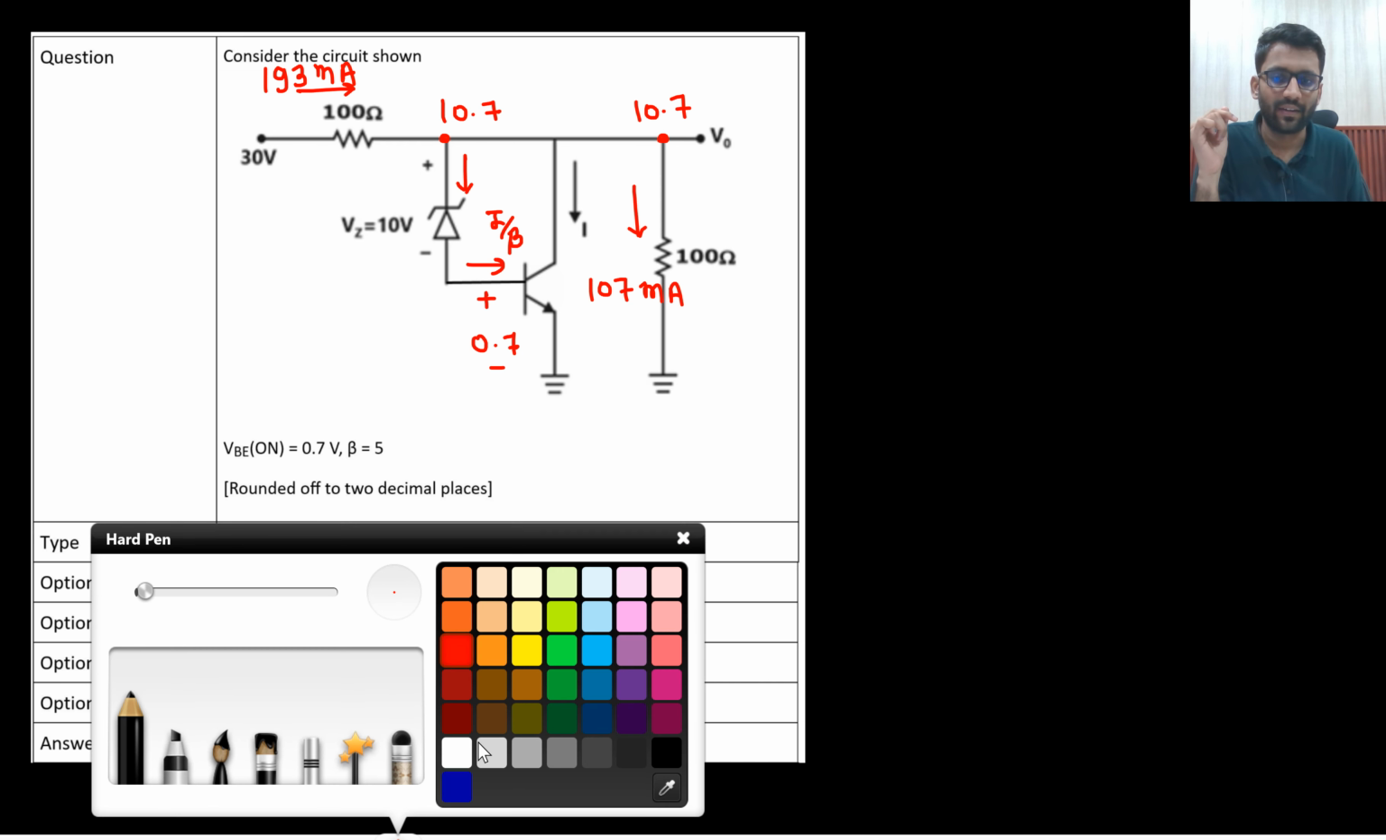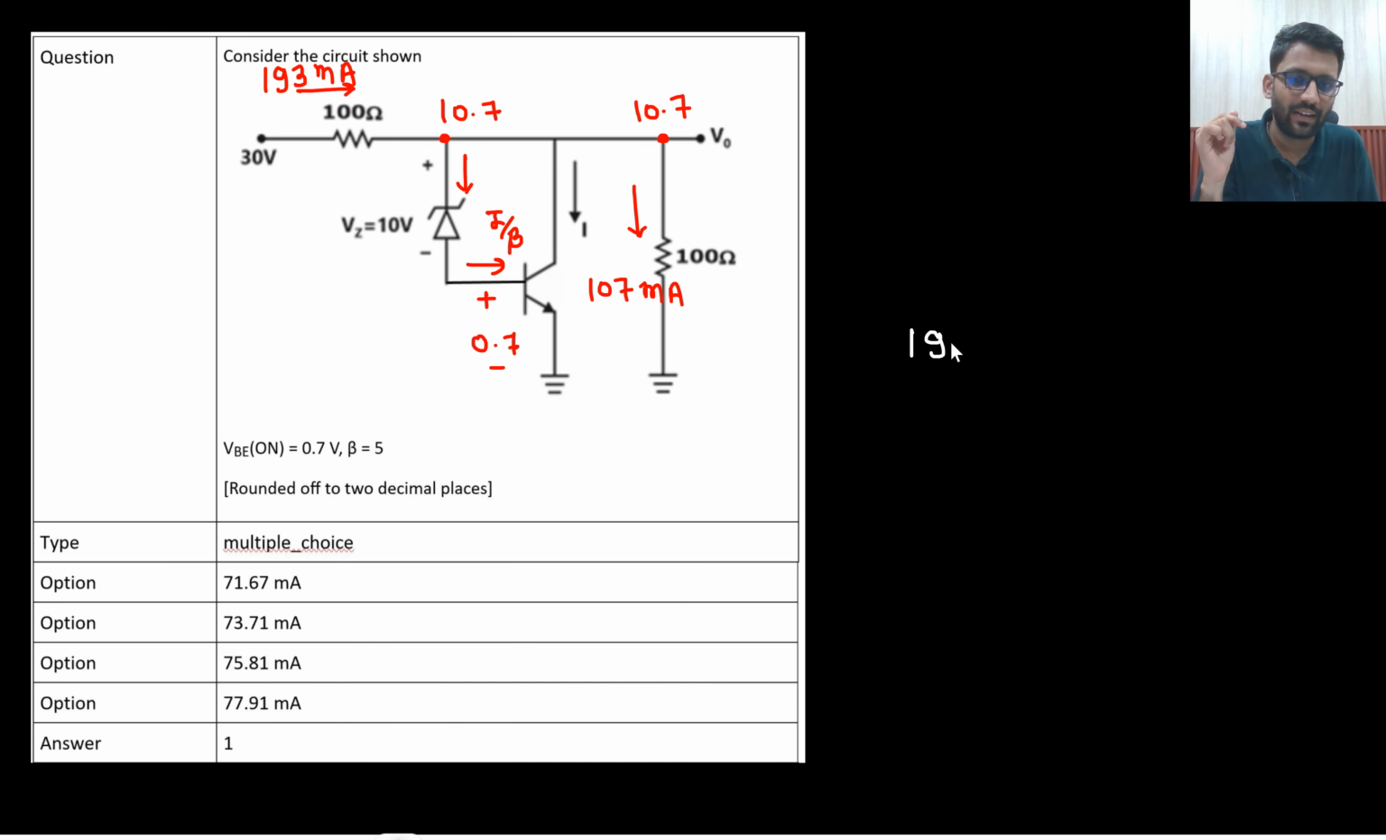So what can I write? I can write 193 is equal to I plus I by beta plus 107. From there I can get the value of I. The value of beta is 5. So it would be 6I by 5.